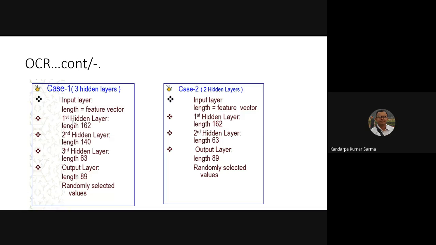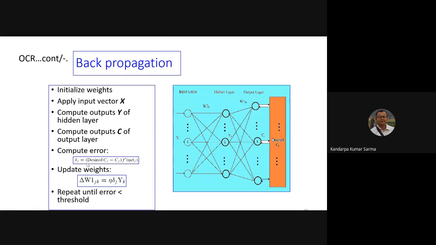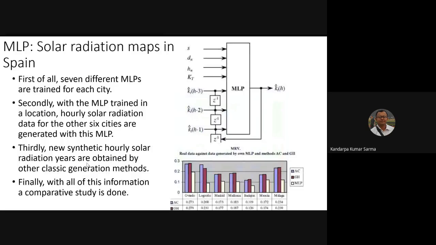How you will configure the middle layers, say first middle layer, second middle layer, third middle layer. That way you can select, configure. Backpropagation will come.